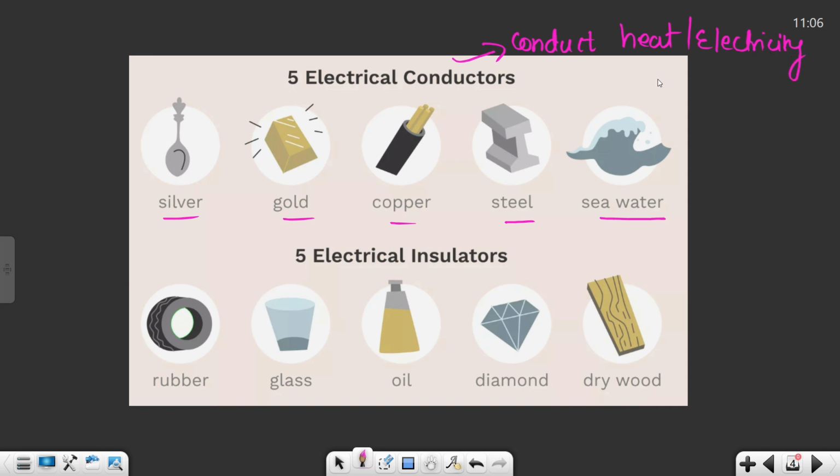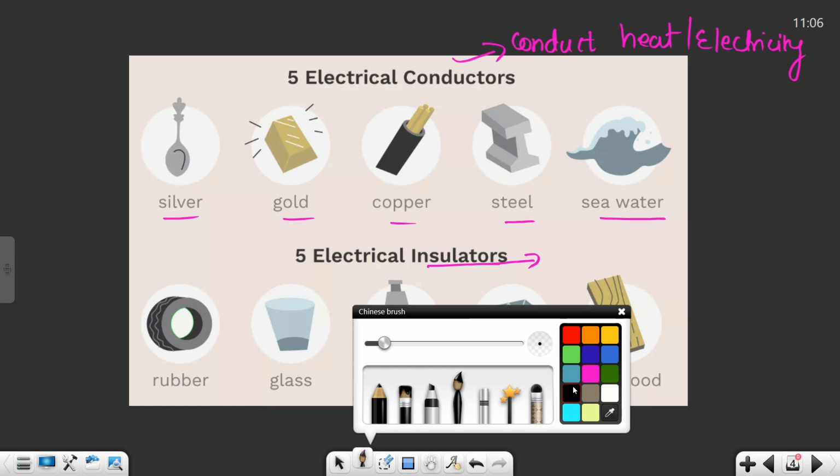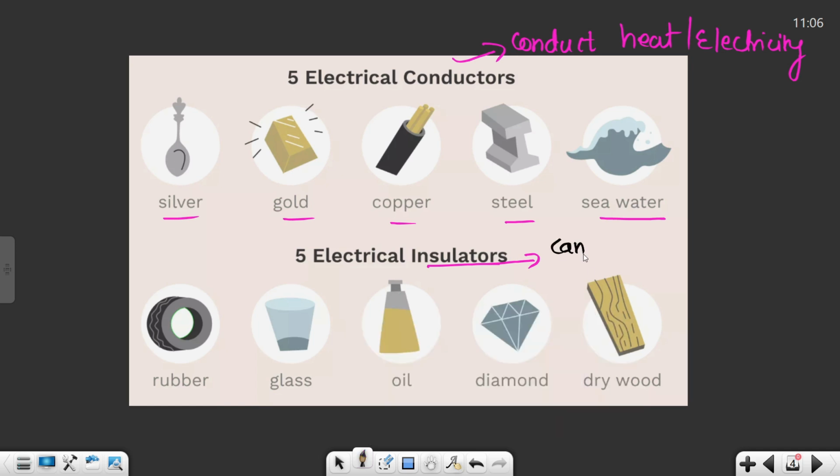And these are certain examples of insulators: rubber, glass, oil, diamond, diodes, which cannot conduct heat or electricity. Let me just take a different color. They cannot conduct heat or electricity. So these are the examples: rubber, glass, oil, diamond, and diodes.